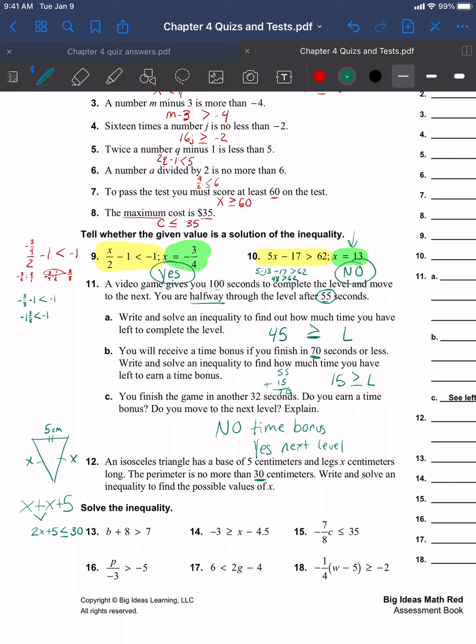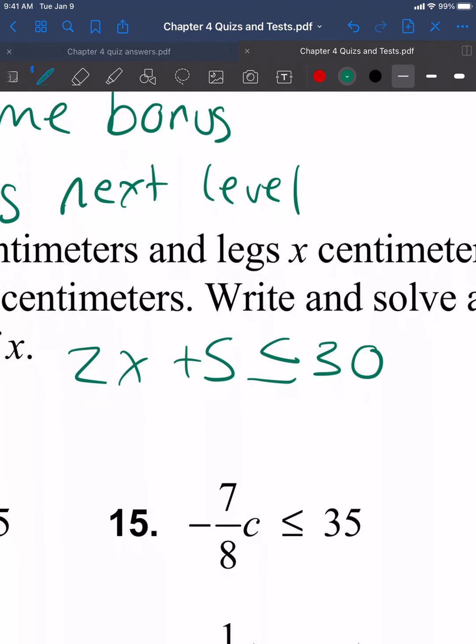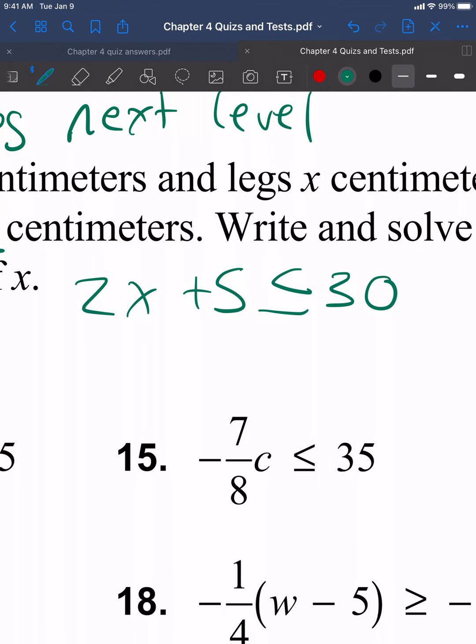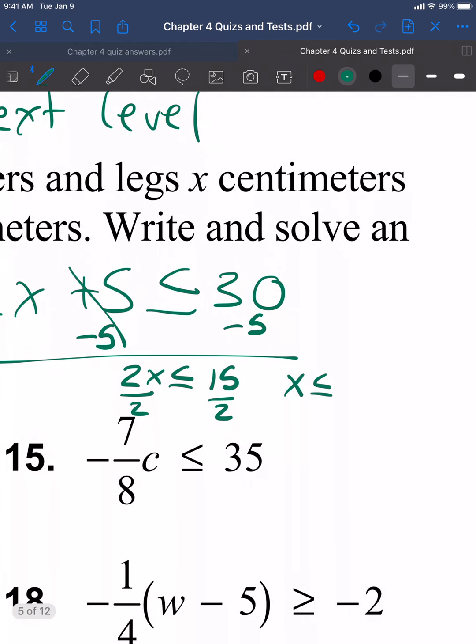Oh, so we do need to solve it. Okay, so we have 2x plus 5 less than or equal to 30. How do I solve for that? Subtract 5. Yes, David! You got this. So now I'm going to have 2x is less than or equal to 25. Now what? Divide by 2. You're on fire. X is less than or equal to 12.5. Yeah, I was going to say 25 divided by 2 is not a whole number.